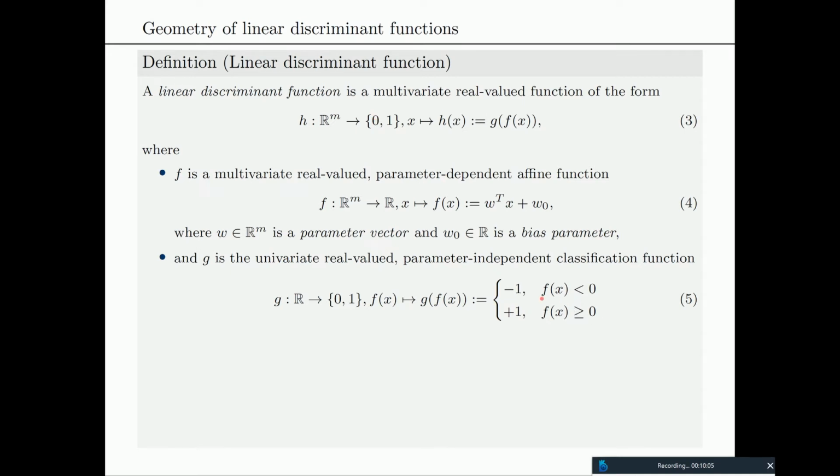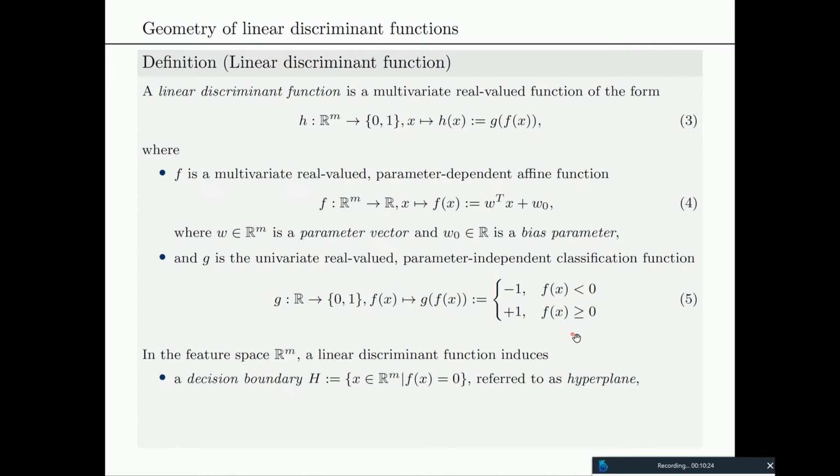Where -1 is assigned if the value of the function f for the feature vector x is smaller than 0, and +1 if the value of the function f for the feature vector is larger or equal to 0. So that's a linear discriminant function.